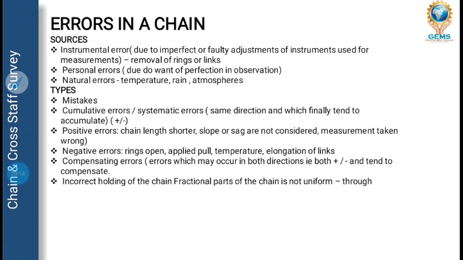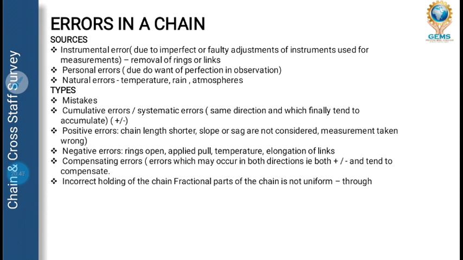Next one is positive error. What is positive error? Chain length shorter. When you have to measure 100 centimeters but the chain is shorter than that, it is known as a positive error. Slope or sag are not considered. What is sag and hog? As you all know, when two poles are there, due to temperature there is contraction, and during the winter season you have seen the measurement taken is wrong.